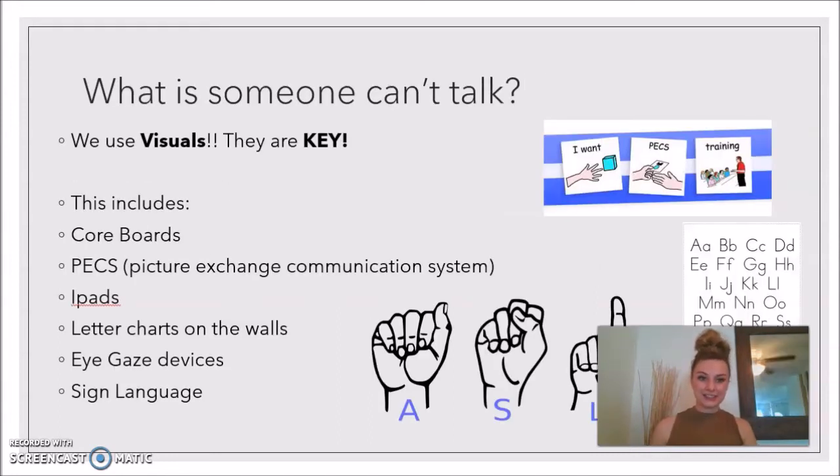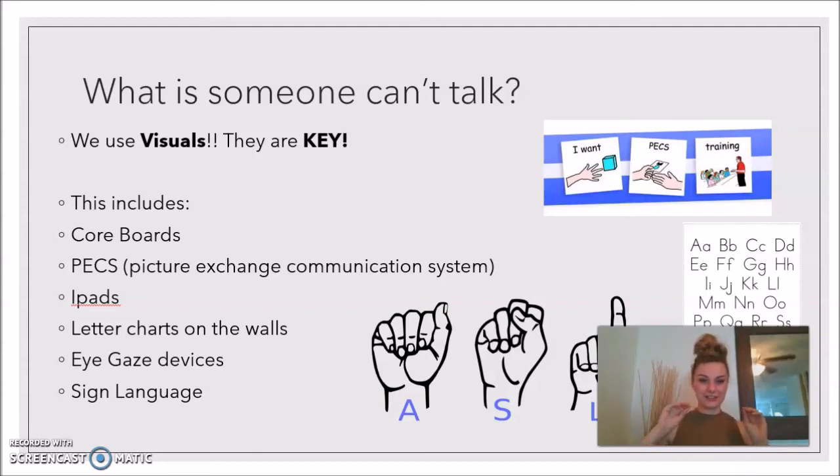Something else we can just touch on briefly, not go over extensively, of course: people who are deaf, maybe even hard of hearing, so basically they can't talk. Visuals are so key, so key. We love our visuals in speech and language. Just love, love, love them.